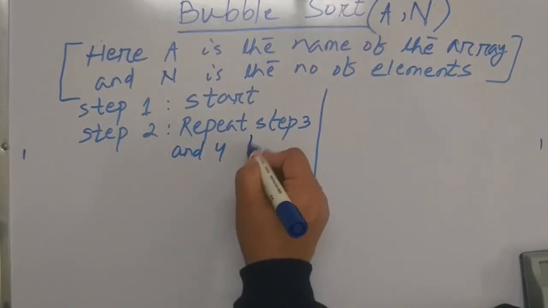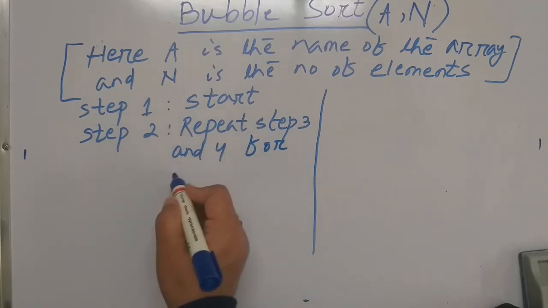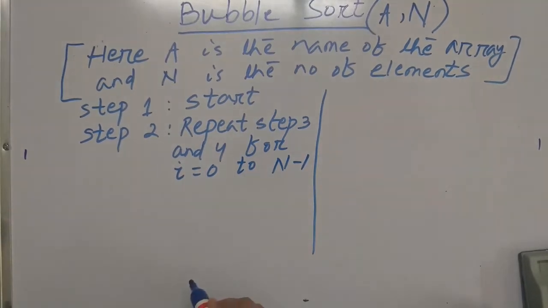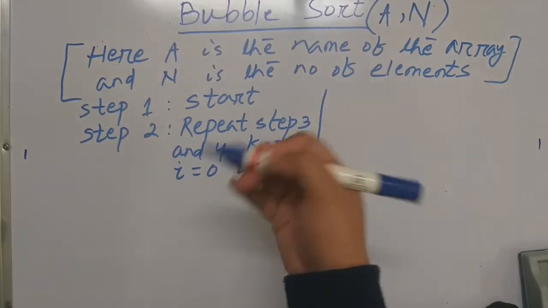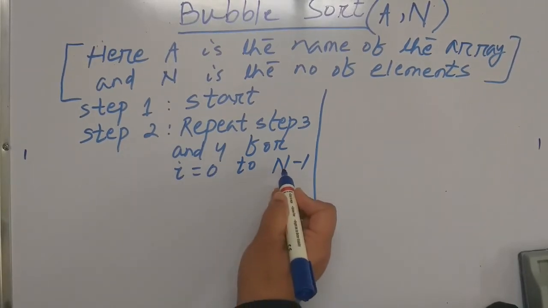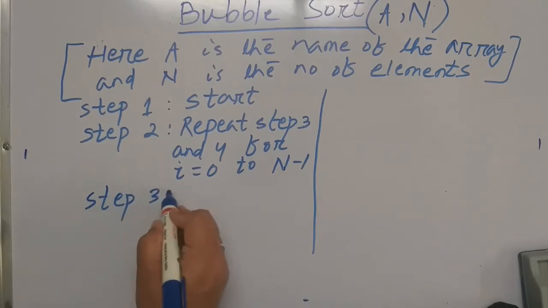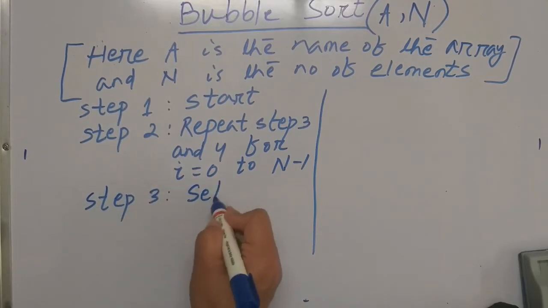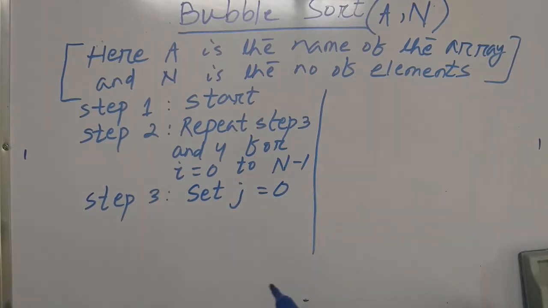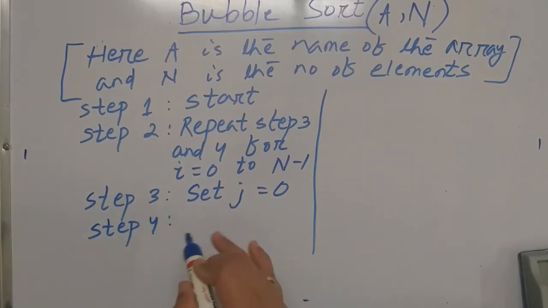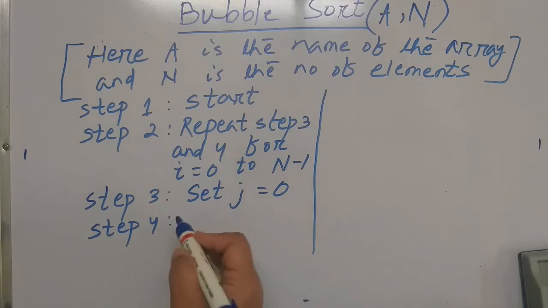How many times? Here I am using one looping statement, for I equal to 0 to n minus 1. I already explained that we repeat it from 0 to n minus 1 number of elements. In step 3, I write down set j equal to 0. Why do we write set j equal to 0? Because we take another variable to interchange the values. So we interchange that j with the j plus 1, then the next element, then the next element.